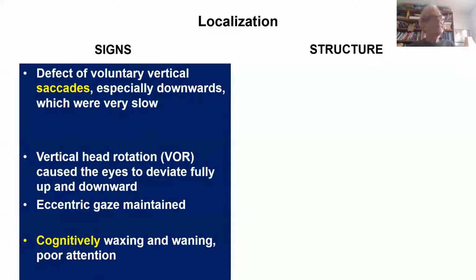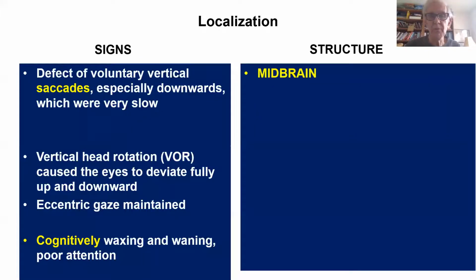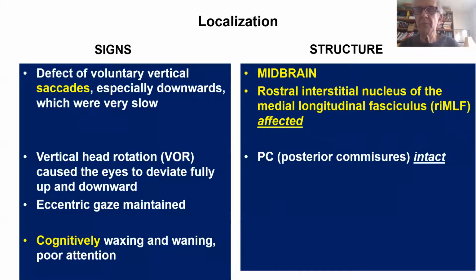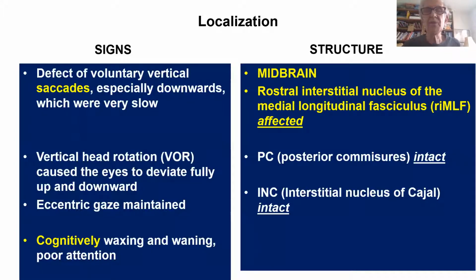So let's just go through the clinical anatomical correlation here because it is precise. There was a defect of voluntary vertical saccades, especially downwards. They were slow. That's a midbrain lesion. That's in the RIMLF. Vertical head rotation caused the eyes to deviate fully upward and downward. He could maintain eccentric gaze. That meant the posterior commissure was intact. The interstitial nucleus of Cajal was intact. The cognitively waxing and waning, poor attention, probably relates to the caudal thalamus.